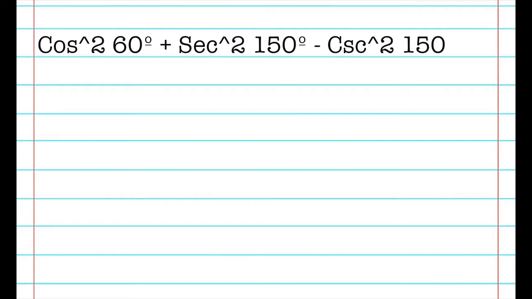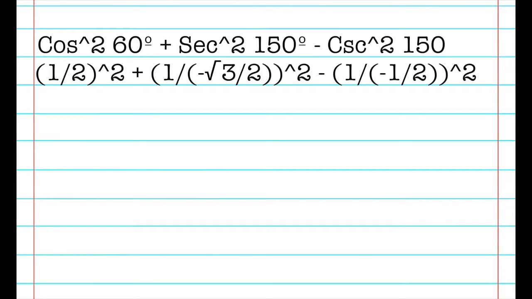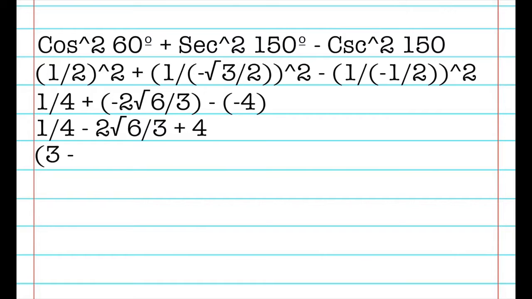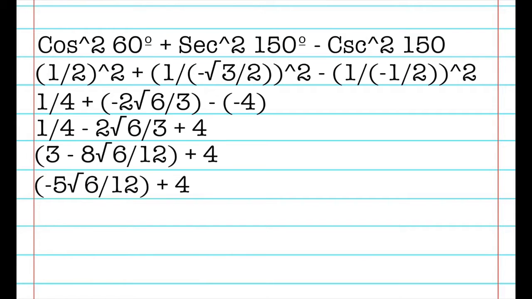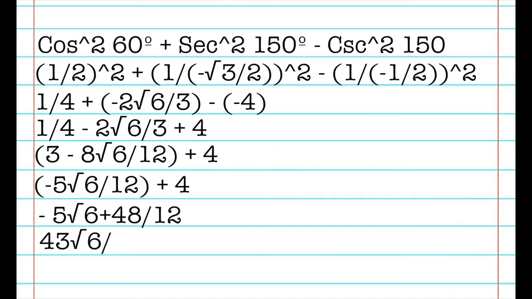I am going to explain this problem. We need to remember that to solve this problem, we will need to use the unit circle. First of all, using our unit circle, we are going to substitute the values of the problem to the values of the unit circle. Then, we are going to solve for each value, and this is what we get. And we get the final result, that is 43 times the square root of 6 divided by 12.